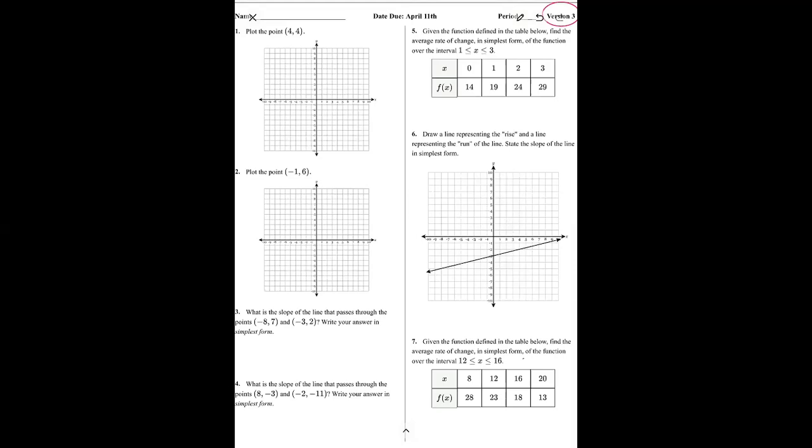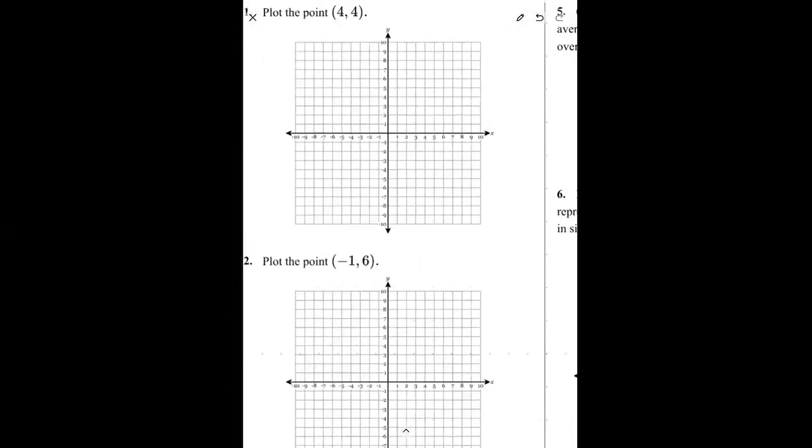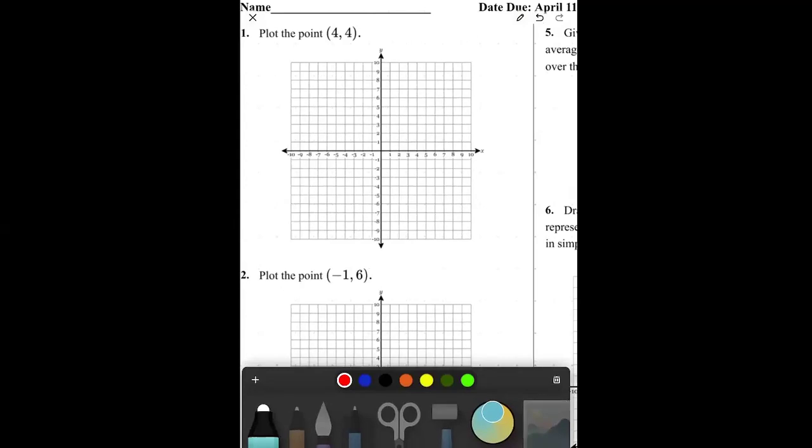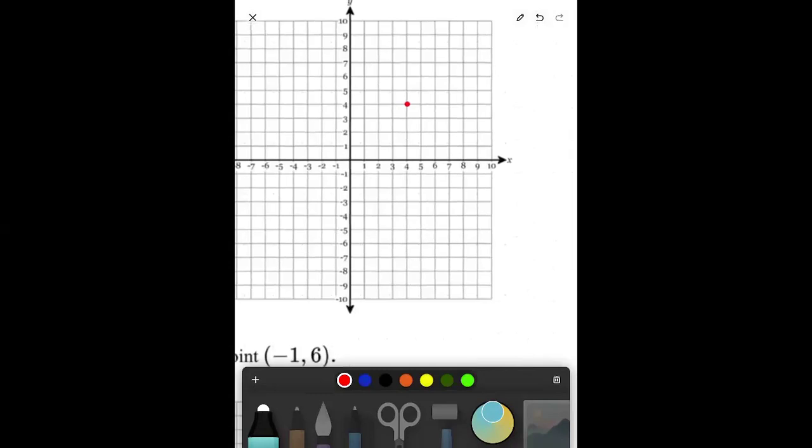The very first thing is just graphing, and I'm hoping that at this point you're able to graph without any issue. The point is (4, 4). The first coordinate is the x coordinate, the second is the y. The first coordinate tells you to move left or right, the second tells you to move up or down. So 4 is positive, we go to the right 4, and then up 4. We finish right here. That's the point (4, 4).